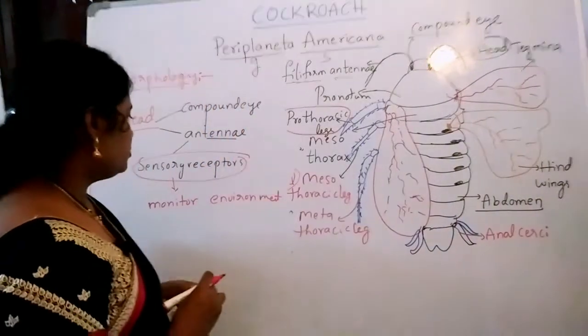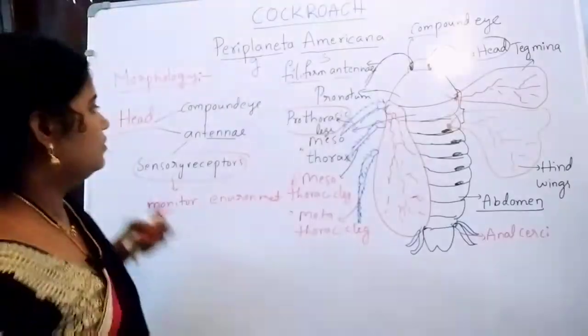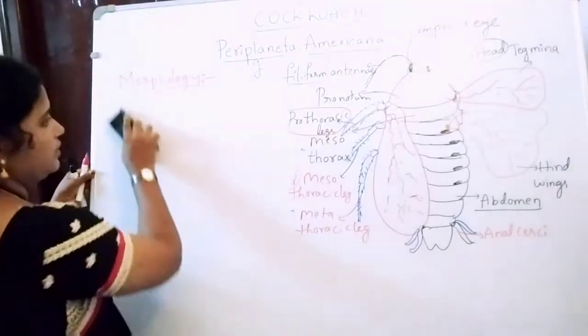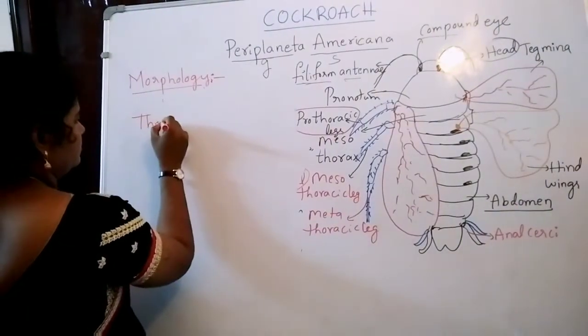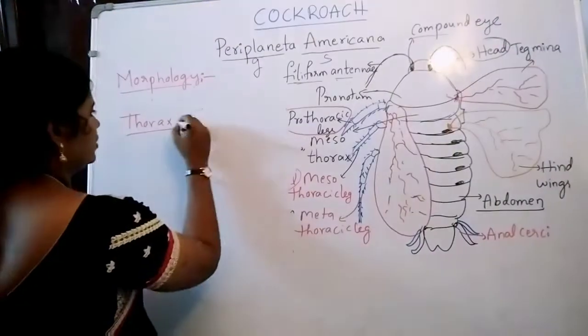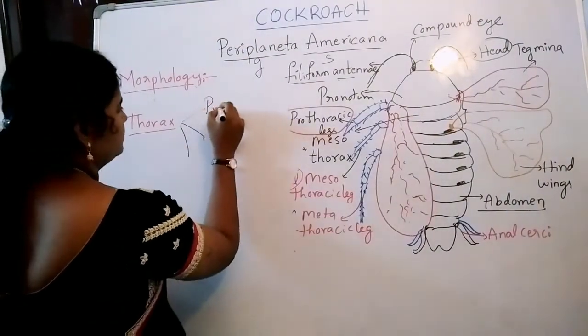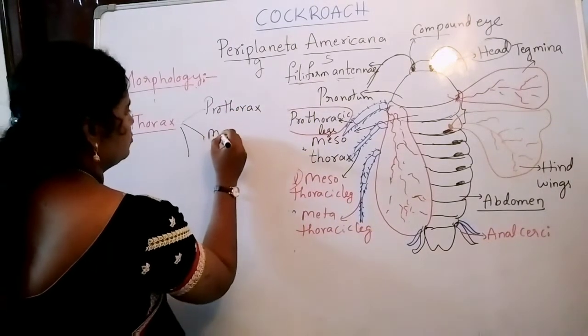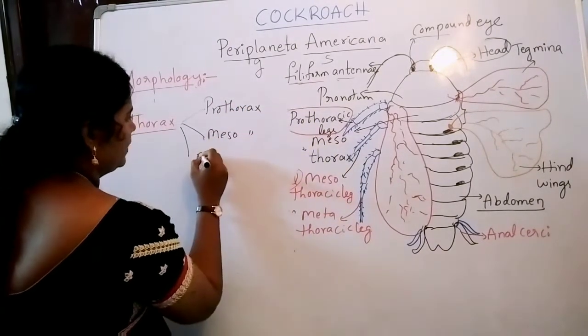Okay, next we'll see the body division. After the head it contains the thorax portion. The thorax is again divided into three parts: prothorax, mesothorax and metathorax.